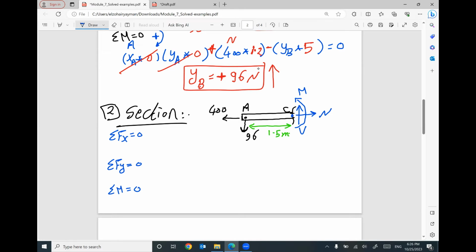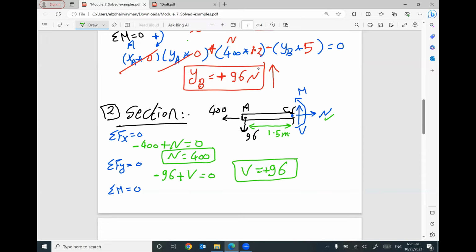Summation F of x equals 0, summation F of y equals 0, summation moment at any point equals 0. For this part only, if you apply summation F of x equals 0, I have negative 400, I have positive capital N equals 0. Your capital N will be 400. Positive, I assumed this direction correctly. Summation F of y equals 0, I have negative 96, I have positive V equals 0. Your capital V equals 96. A positive value here means I assumed the correct direction for V.